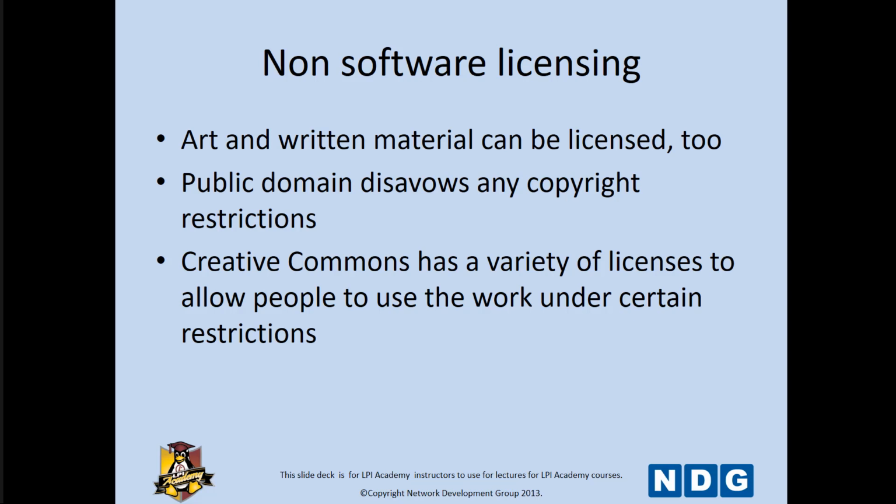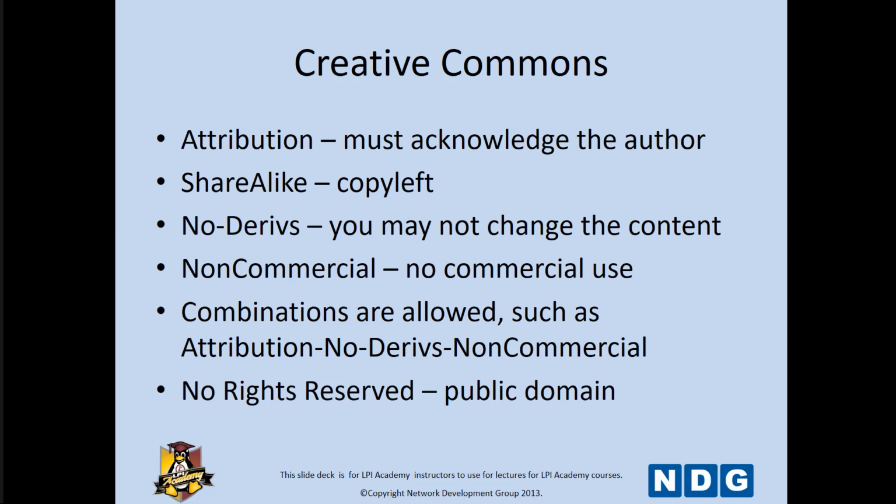So Linux has some complexity when we talk about licensing formats. Creative Commons has things like attribution, where you actually have to acknowledge the author. Share-alike is a copyleft derivative. Non-derivs: you may not change the content. Non-commercial: you can't use it for commercial use. Combinations are allowed, such as attribution, non-derivs, non-commercial, or no rights reserved, which is the public domain. Basically, read through the licensing and review, and you should be okay.